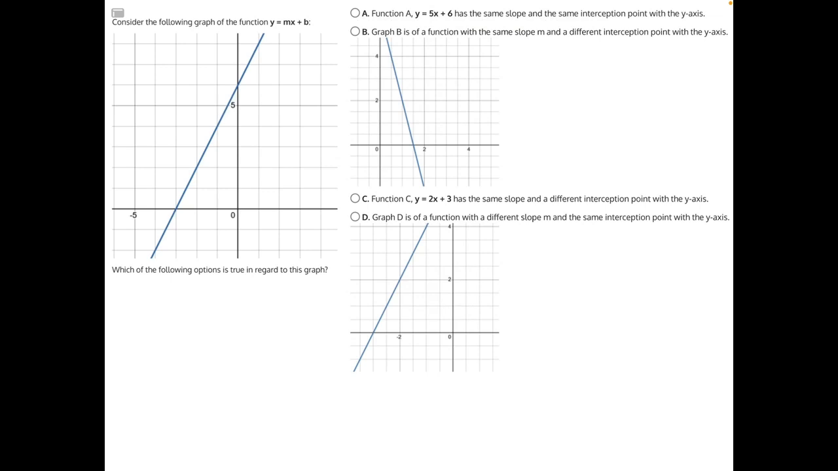Consider the following graph of the function y equals mx plus b. Which of the following options is true in regard to this graph? Before we look at our answer choices, let's see if we can create an equation for this graph, because that will make it easier for us to eliminate our answer choices.